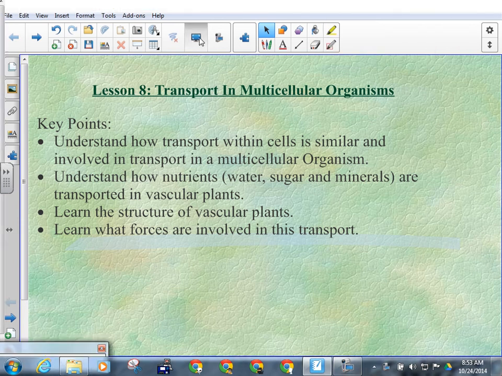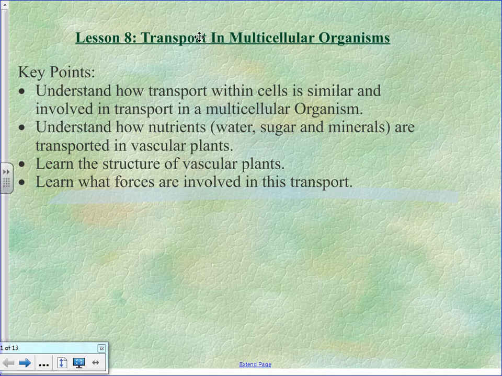All right. So we're going to go over today, guys, how transport is accomplished in a multicellular organism. We've already talked about how transport is accomplished at a cellular level, all right? And we talked about diffusion, osmosis, active transport, and then we talked about phagocytosis, pinocytosis, and receptor-mediated endocytosis, all right? You're going to find that some of those processes are still going to be involved on a large scale, okay, in terms of transport in a multicellular organism, all right?